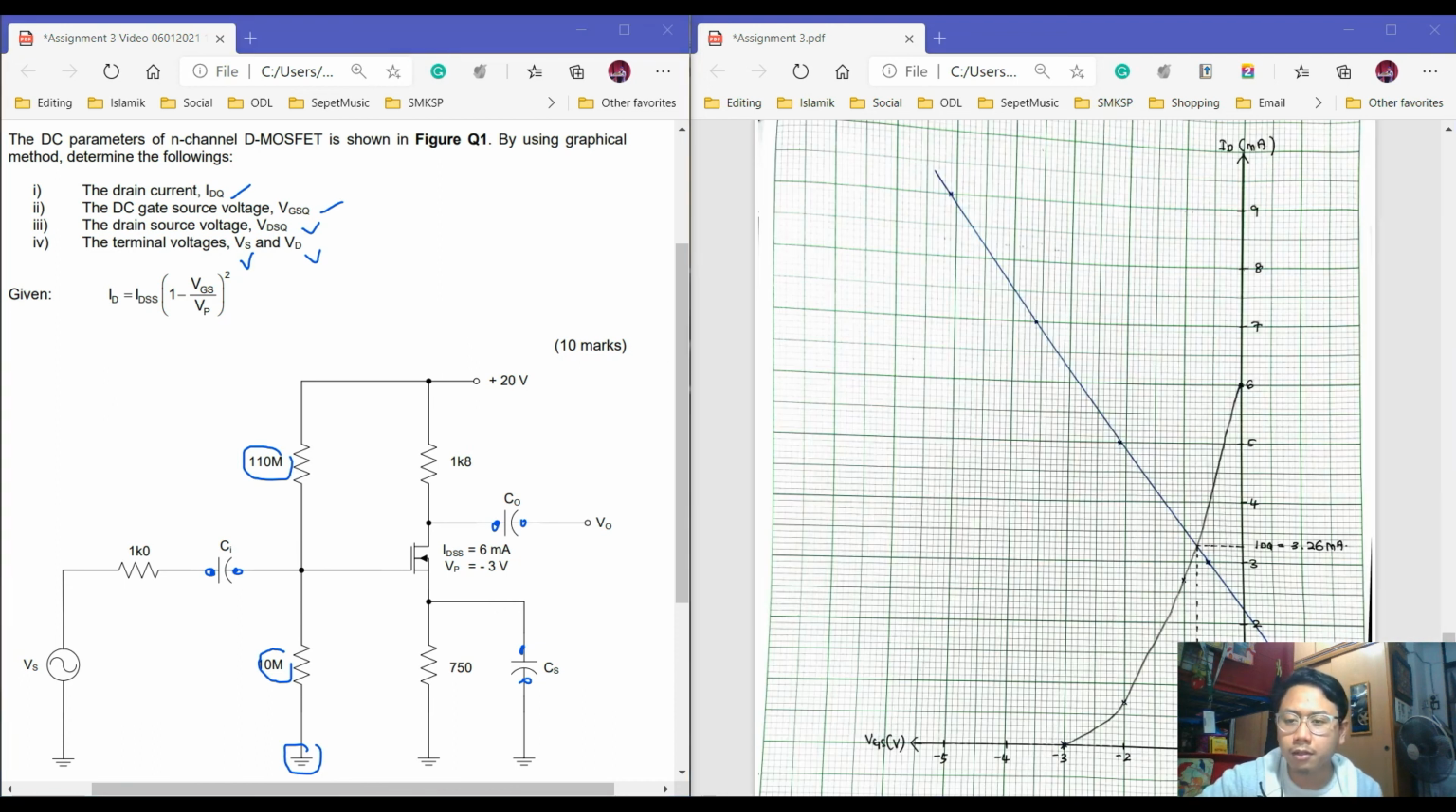So that's all from me. But before that, remember that the values of IDQ and VGSQ are not the same for every student. The values for IDQ and VGSQ depend on the plotted graph, so every student will obtain a difference, maybe plus minus 0.1, in the values of IDQ and VGSQ. So that's it from me.